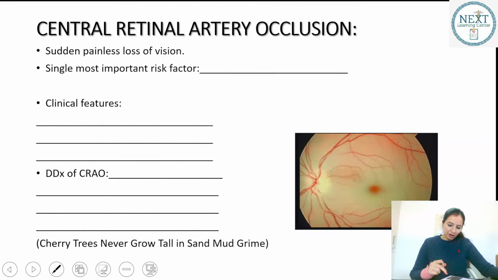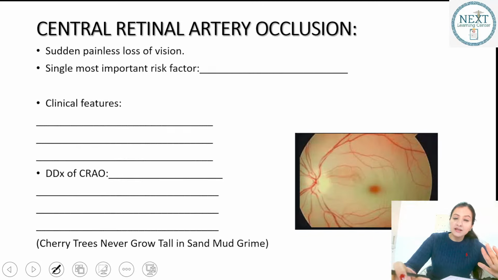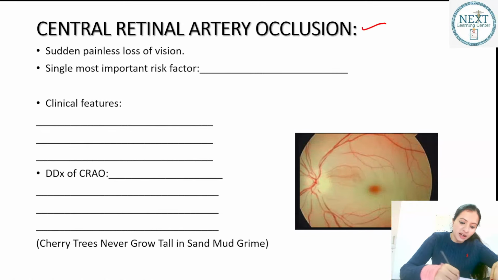Central retinal artery occlusion, I told you all the occlusions are sudden painless, characterized by sudden painless loss of vision. The single most important risk factor for CRAO is atherosclerosis.